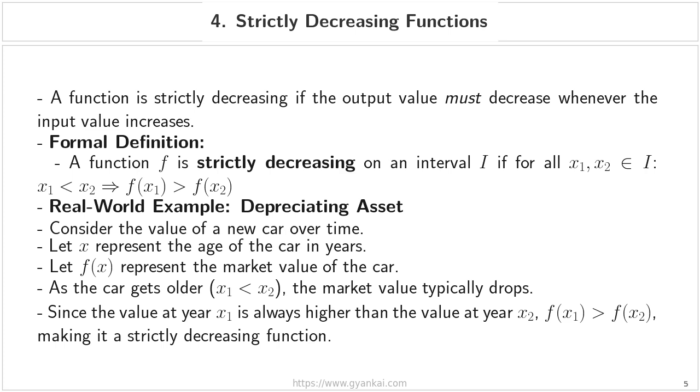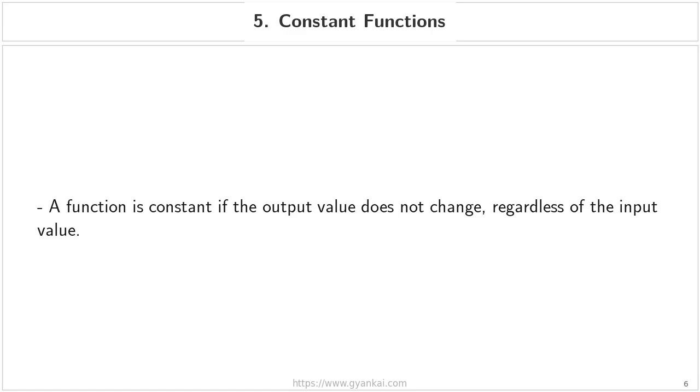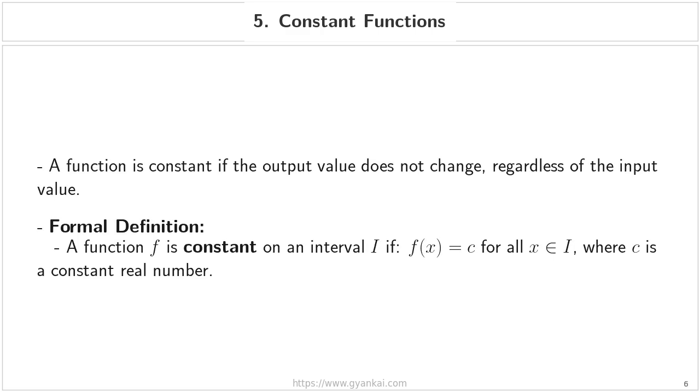Now that we have covered both increasing and decreasing behaviors, we will move on to the final and simplest type of monotonicity, the constant function. 5. Constant functions. Now that we have discussed functions that either rise or fall, let us examine the third possibility, the constant function. Simply put, a function is constant if the output value does not change, regardless of what input value you provide. Looking at the formal definition, we say that a function f is constant on an interval I if f of x equals c for all x in the interval I, where c is a constant real number.